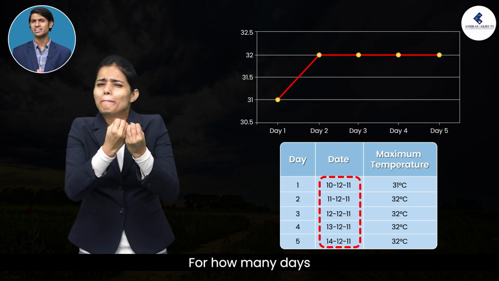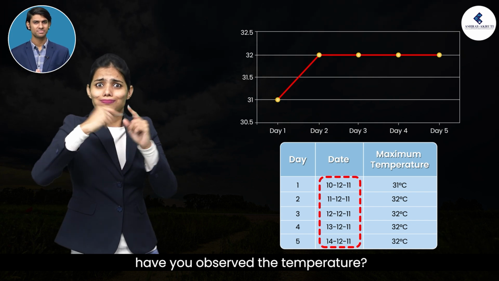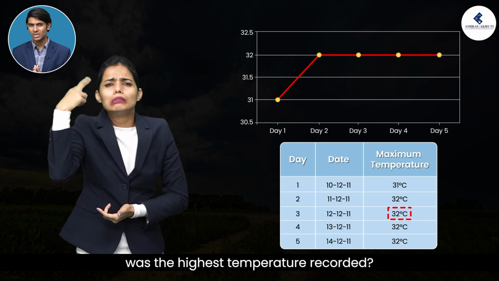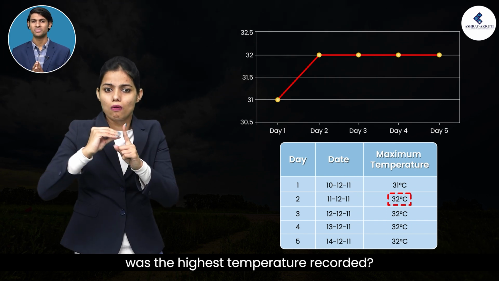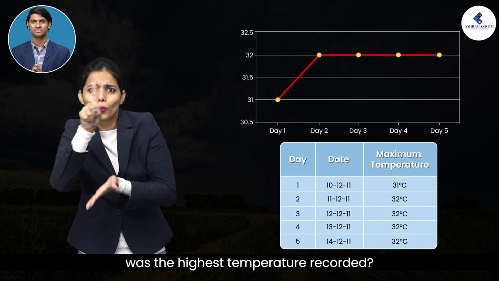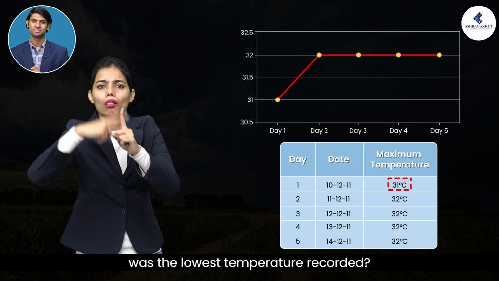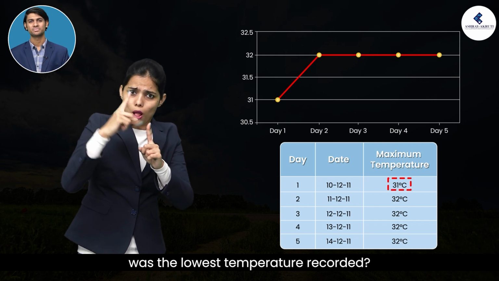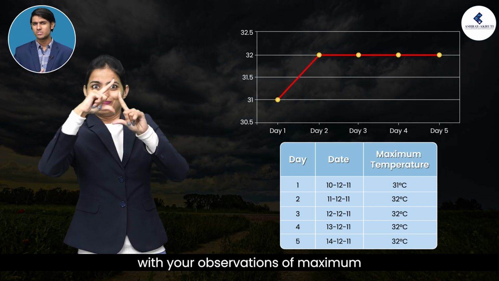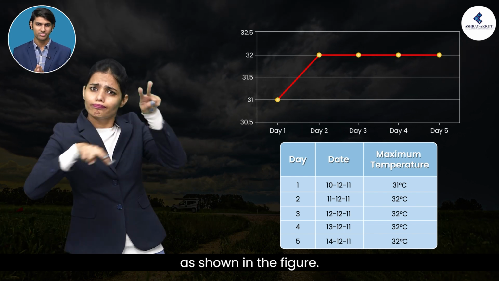For how many days have you observed the temperature? On which day was the highest temperature recorded? On which days was the lowest temperature recorded? Make a graph with the observations of maximum and minimum temperatures as shown in the figure.